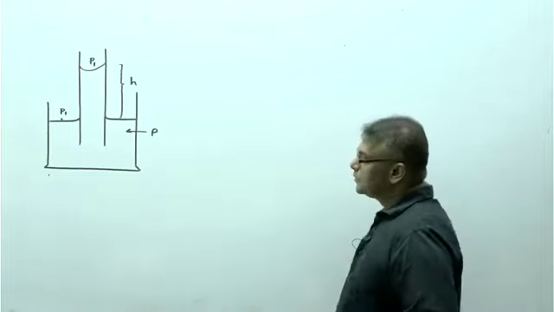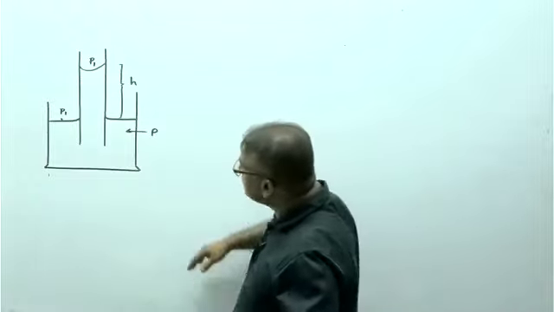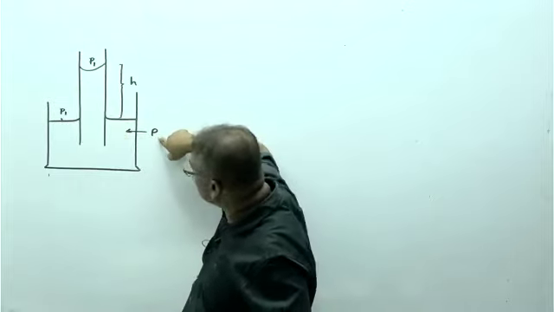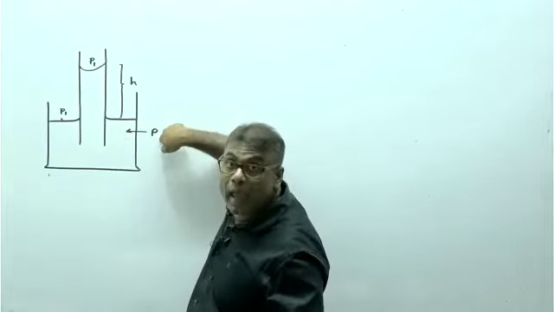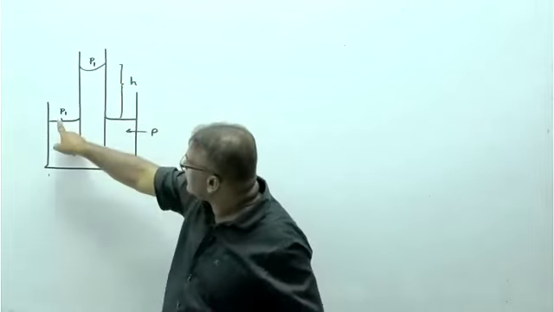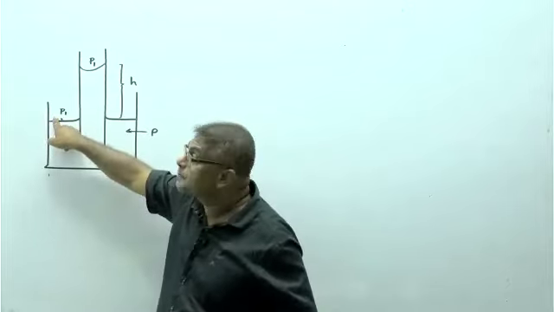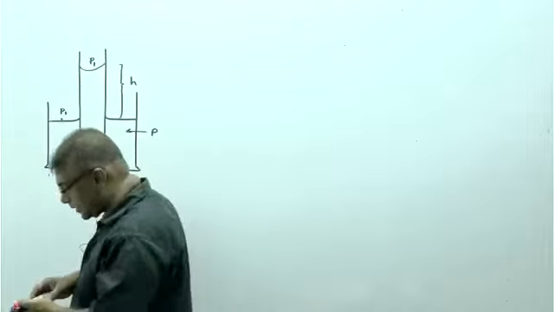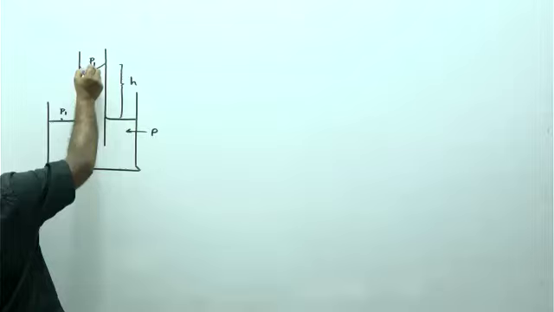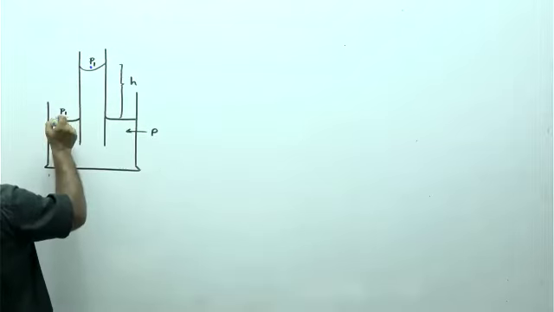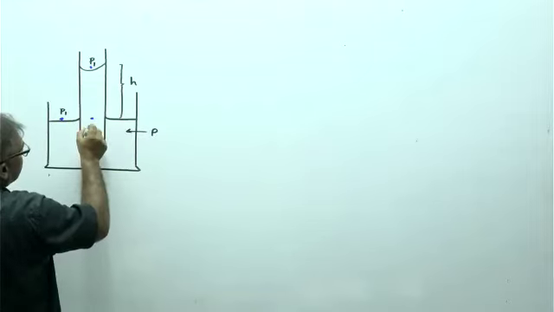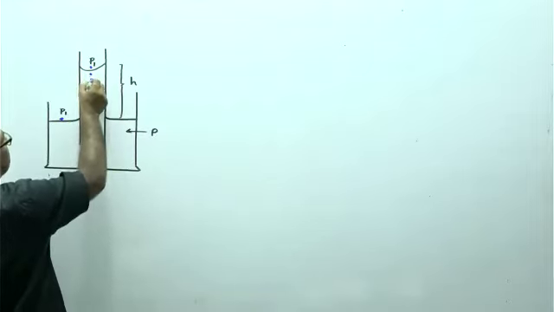Right. Here we have a capillary tube dipped in a liquid of density rho, with capillary rise of height h. At here, atmospheric pressure. At here, also atmospheric pressure, as it is open to the surrounding. Let this point be x and this point y.